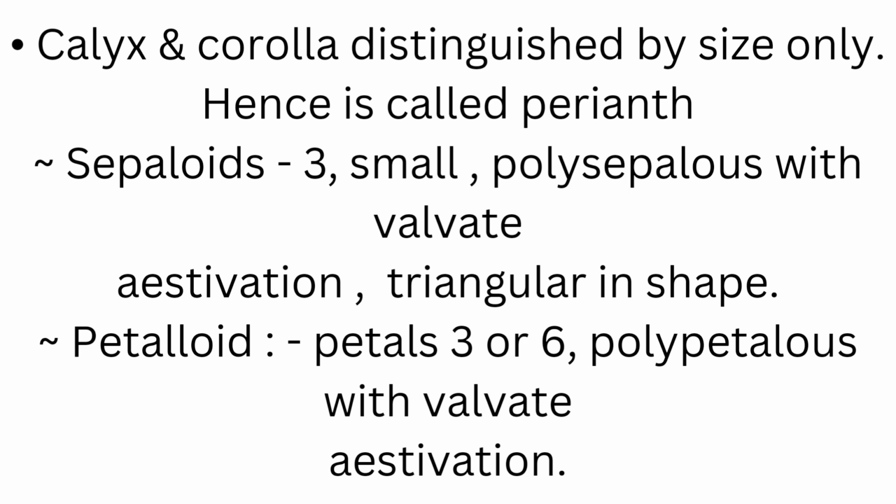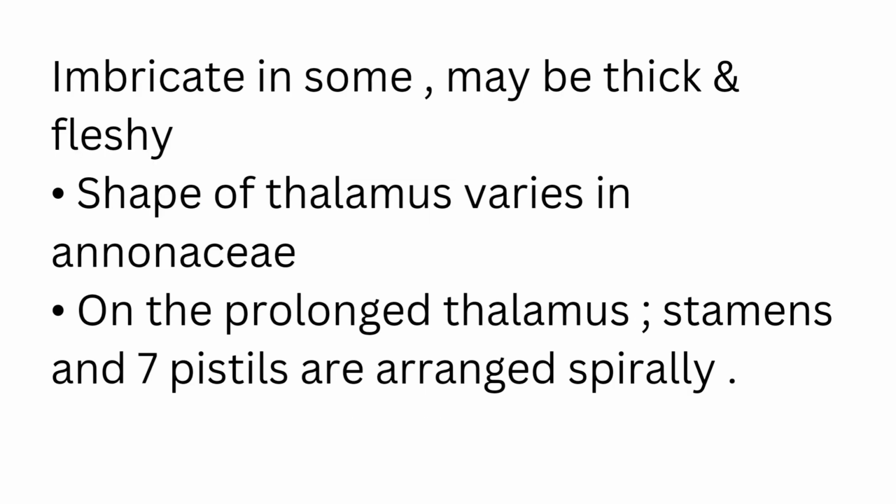aestivation, triangular in shape. Petaloids: petals 3 or 6, polypetalous with valvate aestivation, imbricate in some, may be thick and fleshy. Shape of thalamus varies in Annonaceae. On the prolonged thalamus, stamens and pistils are arranged spirally.